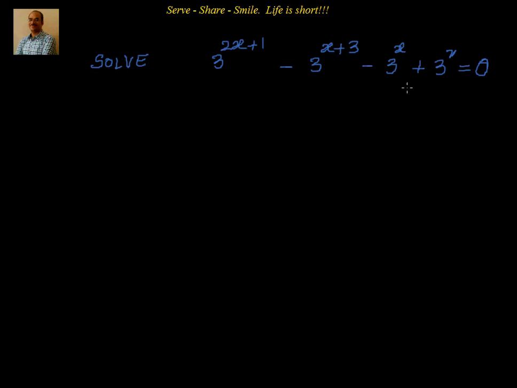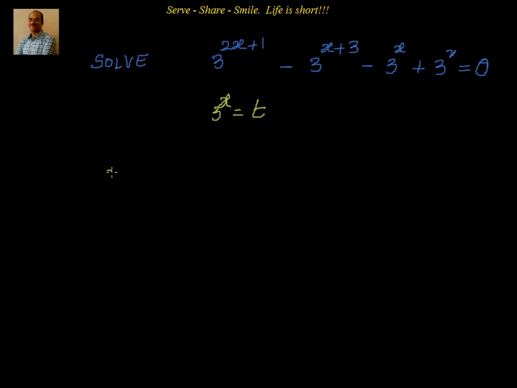Now I can see 3 power x. I can write this whole equation in terms of 3 power x. So I'll go ahead and say that 3 power x is equal to t. Three power x equal to t. Then we'll try to convert the given equation in terms of t.